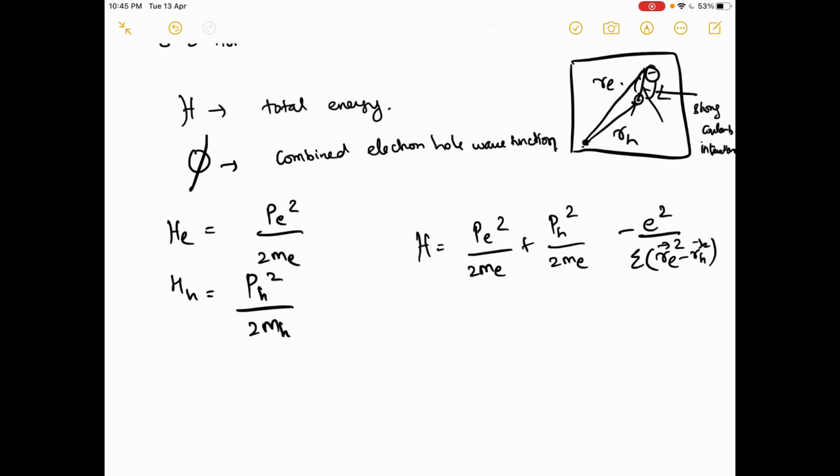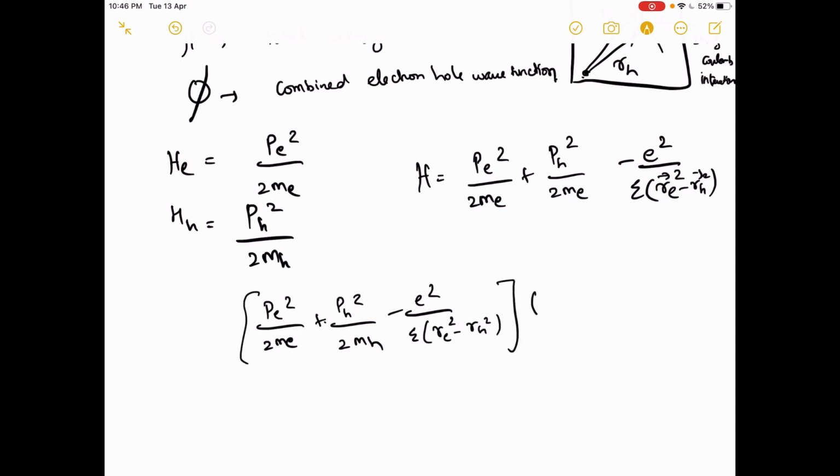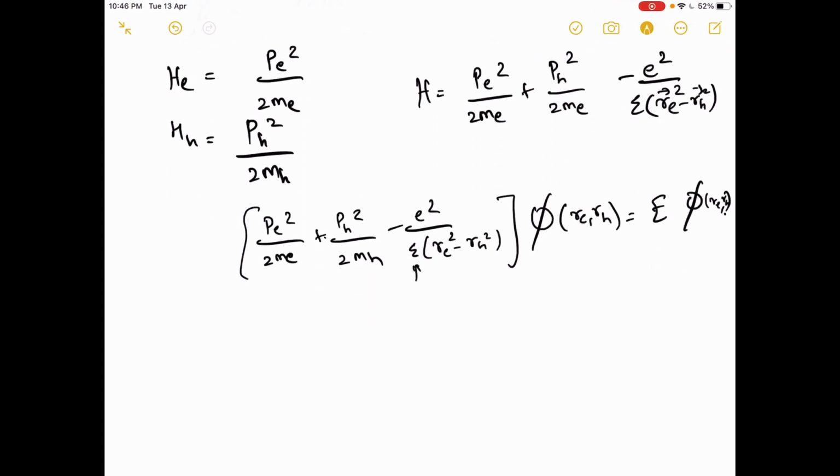And how do we write the Schrodinger equation? It is Pe square by 2me plus Ph square by 2mh minus e square by epsilon times Re minus Rh, acting on psi, which is a function of Re comma Rh, which is given by the energy E times psi of Re comma Rh, right? While this epsilon is the dielectric constant, and we take this dielectric constant to be isotropic, right?